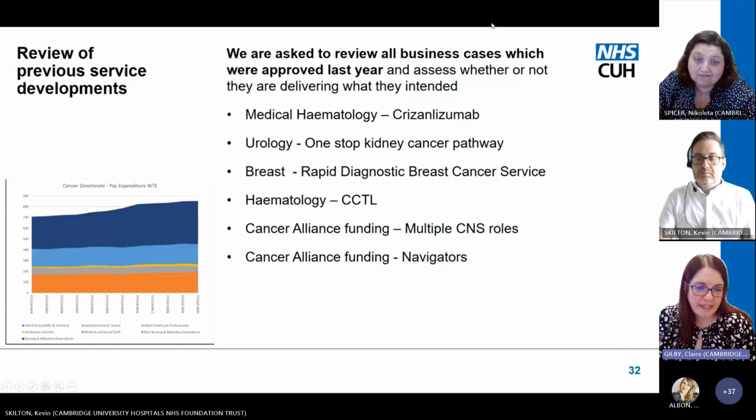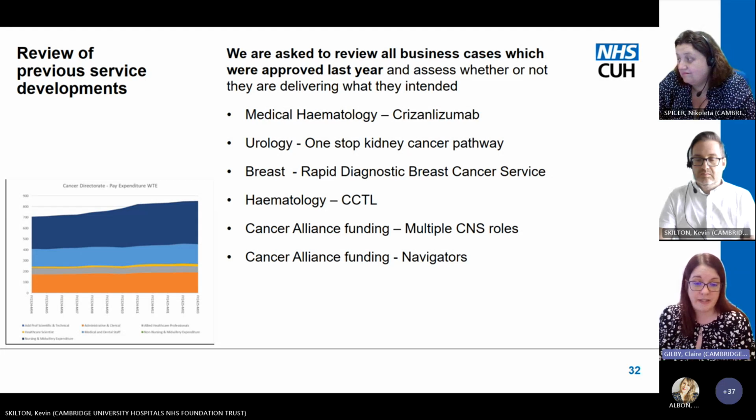One thing we've been asked to do recently is to look at where we've had business cases approved and we've had additional investments. Are we delivering on what we said we were going to deliver on? So we've had loads of money, we've recruited to posts, fantastic. Are we doing what we said we were going to do? There's a very high level list of all of our business cases that we've had approved in the last year. Now, that's not to say that those business cases need to stop. It's not to say that anything needs to change.